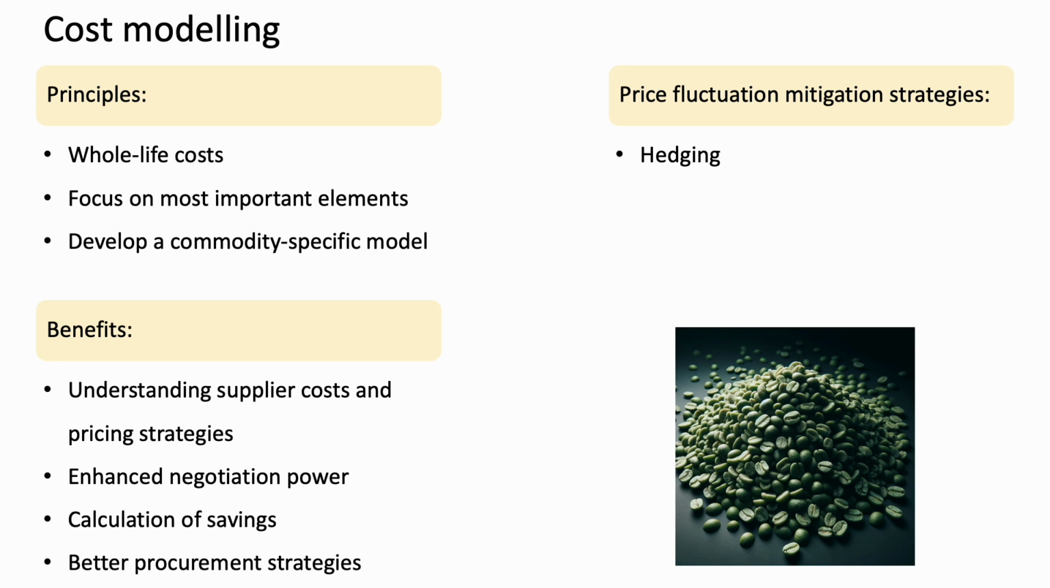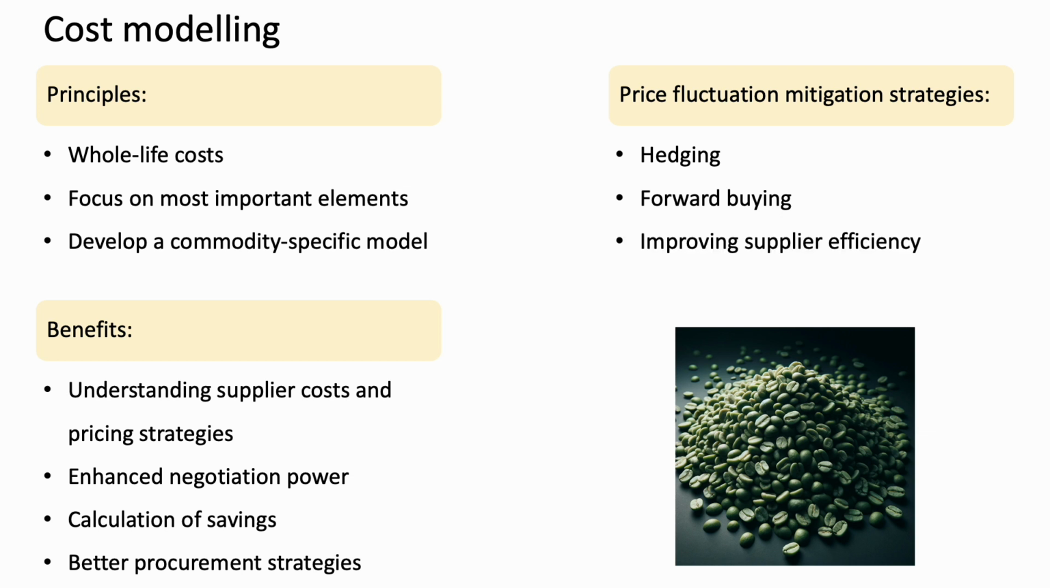Hedging. This involves buying options that allow the coffee shop to lock in a purchase price for coffee beans, thereby safeguarding against potential price increases. Forward buying. By negotiating fixed-price contracts with suppliers for future coffee bean purchases, the coffee shop can secure stable prices despite market fluctuations.